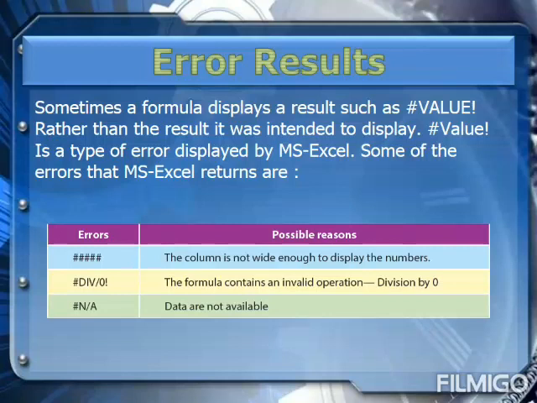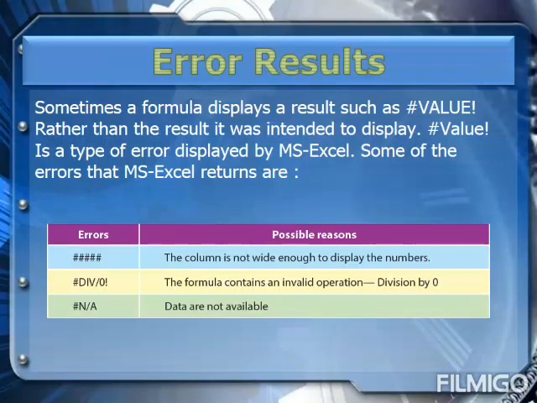So what will be the solution? You have to increase the column width by dragging the column. Number 2, number divisible by 0. When you are trying to divide any number by 0, it displays such sort of error. So what will be the solution? You have to change the number, because we can't divide any number by 0.